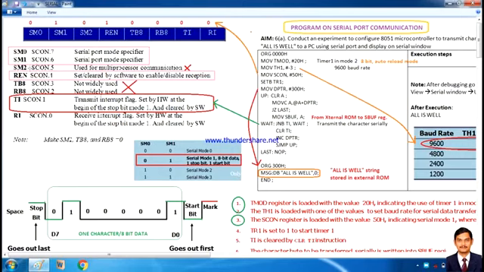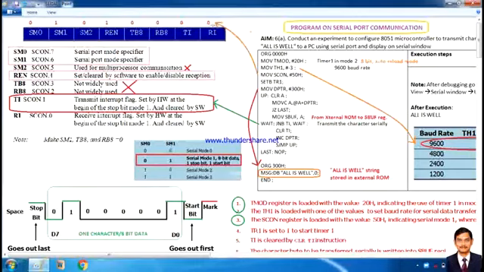SM2 is not required, that's why I have moved 0 here. REN is receiver enable. Initially we have to make it 1. TB8 and RB8 are not used, not widely used. And TI, initially it will be 0, since we are transmitting the character from the microcontroller to the other devices, the DTEs. So it's a transmission operation, so initially TI will be made 0.